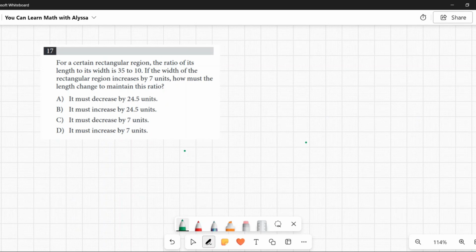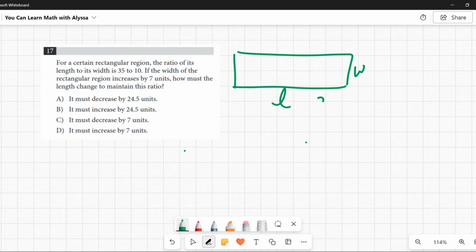Okay, number 17. For a certain rectangular region, the ratio of its length to its width is 35 to 10. Okay, so I've got this rectangular region, and the ratio of its length to its width is 35 to 10. That's not the actual numbers of it, but it could be. But the ratio is 35 to 10. So if the width of the rectangular region increases by 7 units, how must the length change to increase this ratio? There's a couple different ways you can look at it.